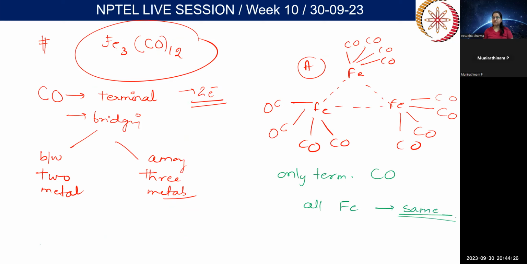So what do you think? How many different kinds of Mossbauer peaks can you see in your spectra? In structure A, we get only one type of Mossbauer signal, because all the iron is in the same environment. There is no bridging available, only terminal, and all three are of similar type. Therefore they would have only one type of signal.